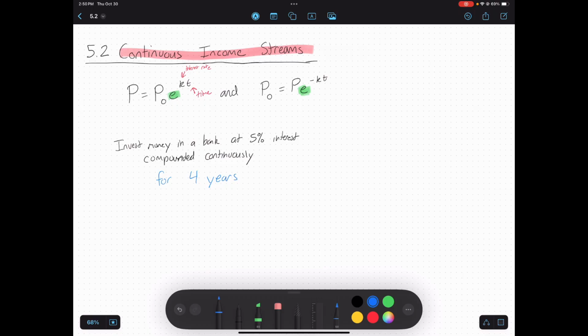But instead of me just investing a certain amount one time and then not touching it for 4 years, let's say that I want to invest $50,000 each year. So I'm going to put $50,000 into my account each year, and I want to see how much I'm going to have in my account after those 4 years.